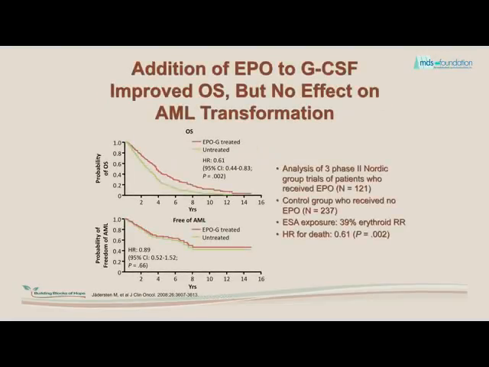A retrospective study that was done using 3 Nordic group trials and comparing these results to patients that had similar features in a database in Italy showed that treatment with erythropoietin improved survival in those patients who responded. There is no difference in the frequency of transformation to acute myeloid leukemia.